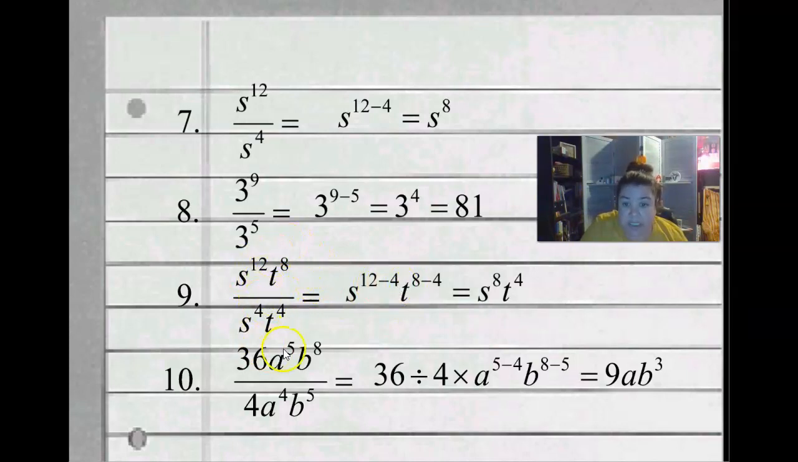Now you have to put the t next to it because they're not the same base. So when they're different bases, you've got to separate it out. So t is going to be next to it. And then you do the same thing, just 8 minus 4. 12 minus 4 is 8, so it's s to the 8th power. 8 minus 4 is 4, so t to the 4th power. And that is as simplified as it can get.